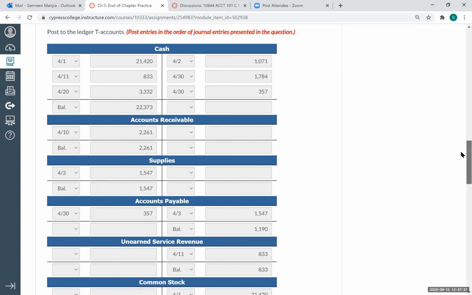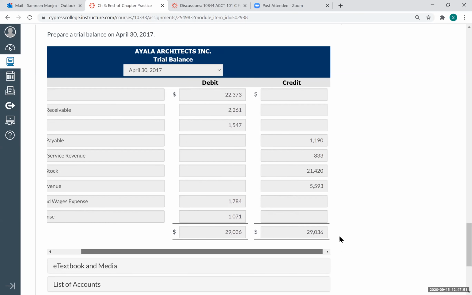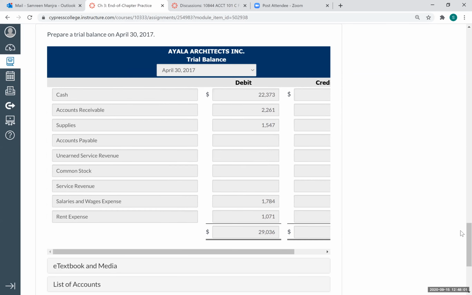And we will use that ending balance in order to prepare the trial balance, which is the listing of all of the accounts that a company uses in a particular order. And it will have the ending balance, whether it is a debit or a credit. And at the end, we want to make sure that the total debits equal the total credits.